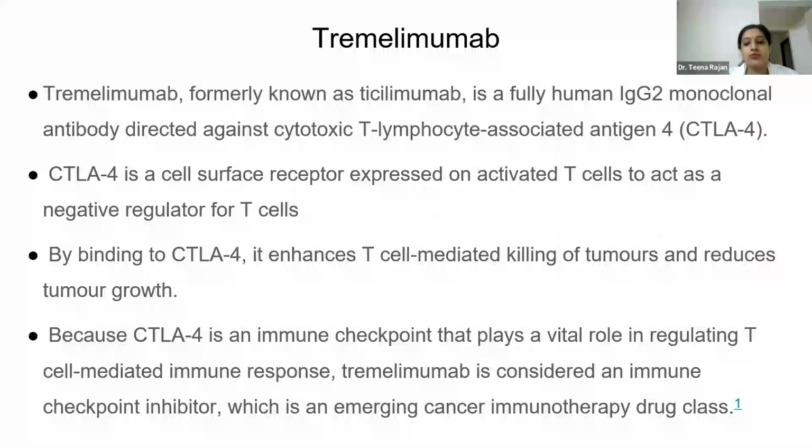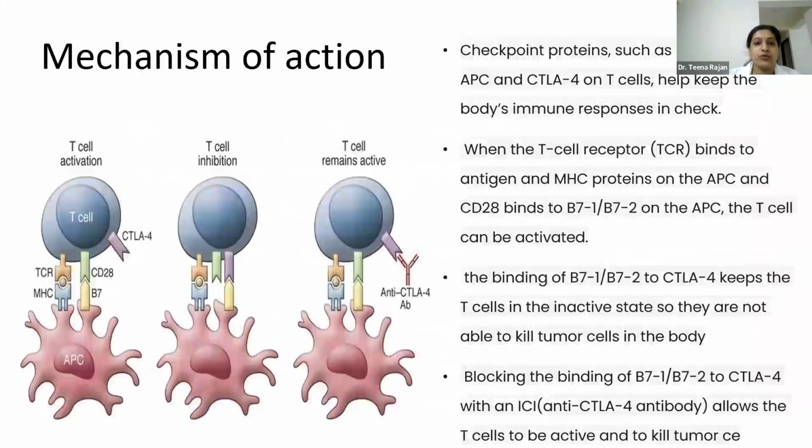So coming to tremelimumab, it is an anti-CTLA4 antibody. Mechanism of action, as you all know: for normal T cell activation, you require CD28 to bind with B7. What happens is the CTLA4 will come and bind with this B7, leading to T cell inhibition. So if we block this CTLA4 with a drug like an anti-CTLA4 antibody, you can remove that block and you can activate the T cell.